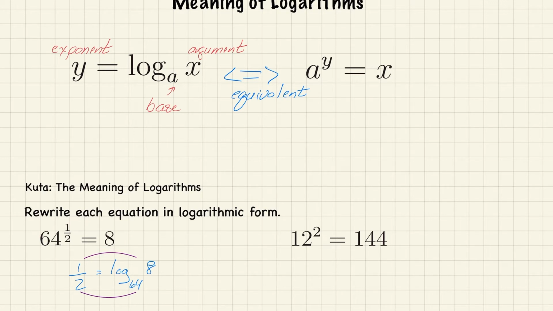So 12 squared is equal to 144. Okay, our exponent is 2, so that is our y. So 2 is equal to, we know we need the log. Now we just have to determine what is our argument and what is our base. So our argument is what is equal to, so that's the 144, and our base is the 12. Okay, and we would go backwards, right? 12 raised to the 2nd power is equal to 144.